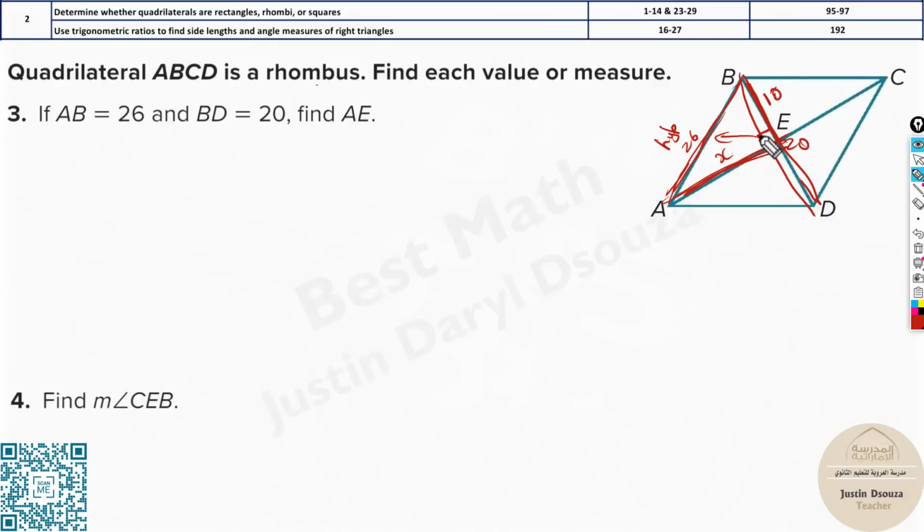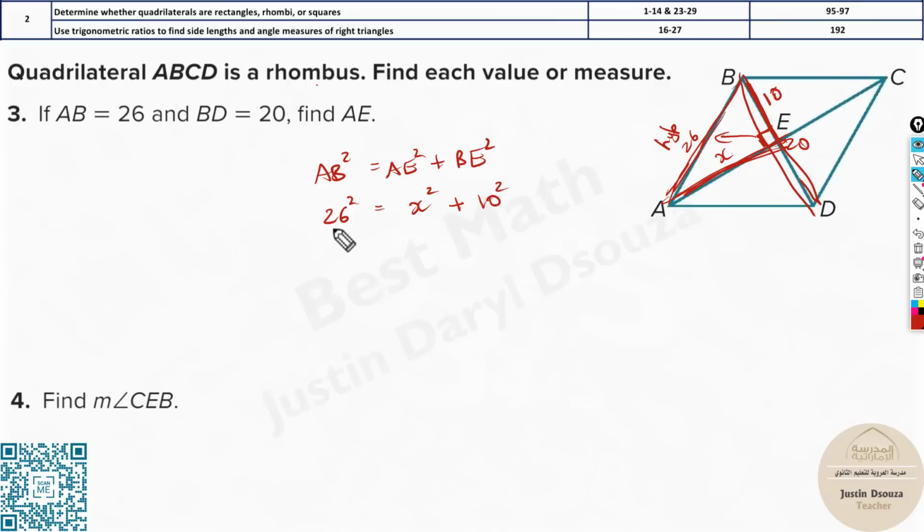So we can use Pythagoras theorem. As long as this is 90 degrees, we can easily use it. So here from Pythagoras theorem, the hypotenuse, that is AB squared, will be equal to AE squared plus BE squared. Now let's substitute the values. It's 26 squared, that is equal to AE squared, which is X squared, plus 10 squared.